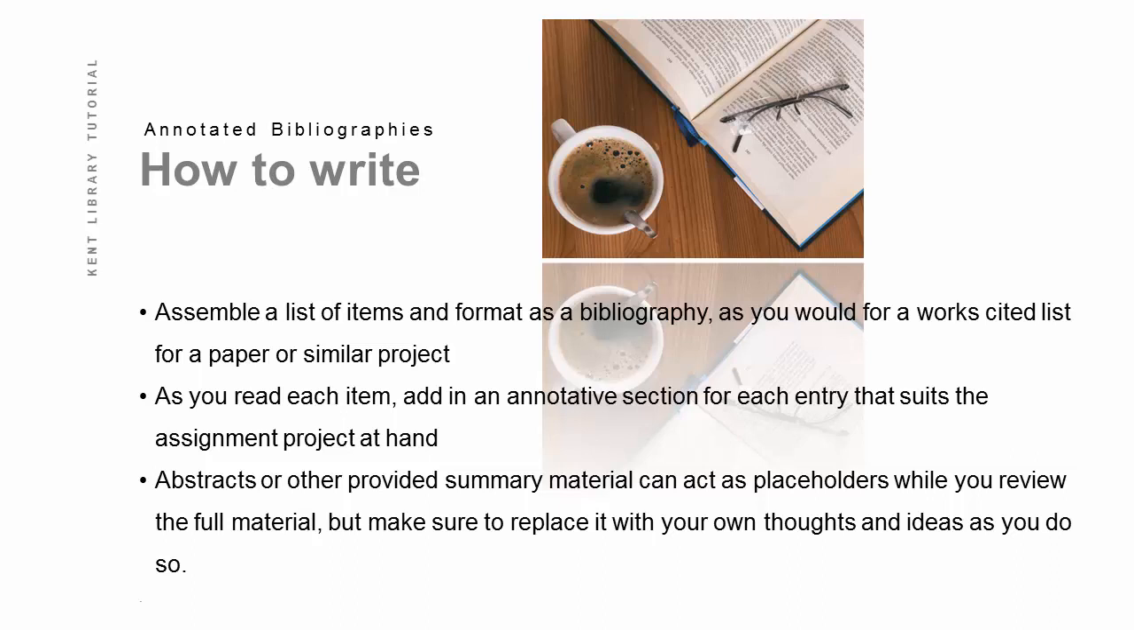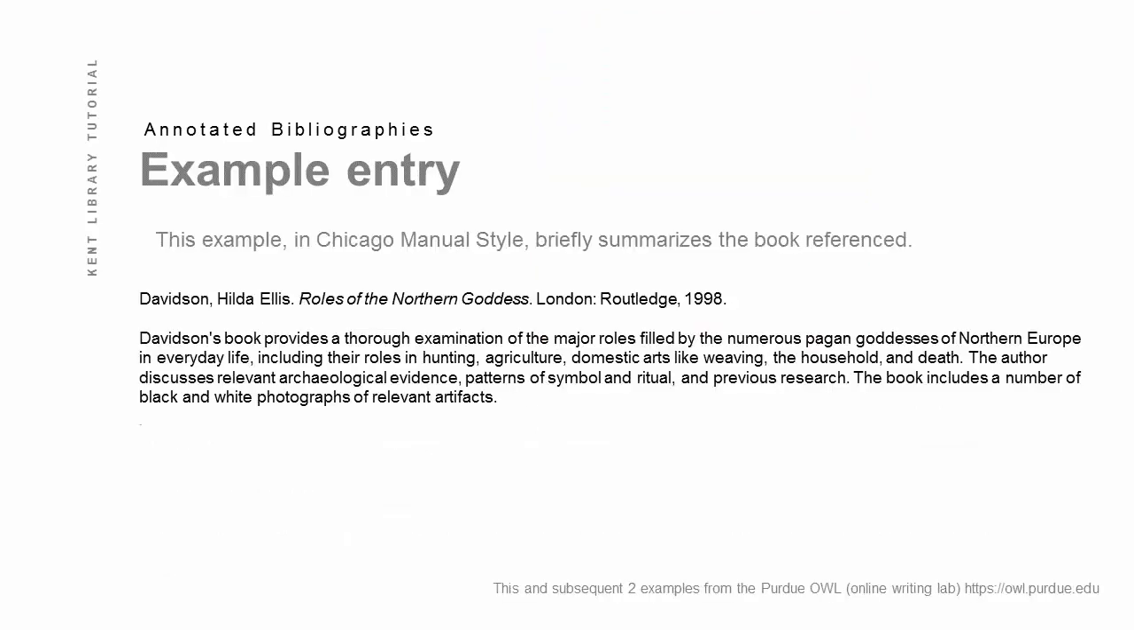As you read and review each item, write and add in an annotative section for each entry that suits the assignment project at hand. Abstracts or other provided summary material can act as placeholders while you review the full material, but make sure to replace it with your own thoughts and ideas as you do so. Consider writing the annotation part almost like doing a miniature book report.